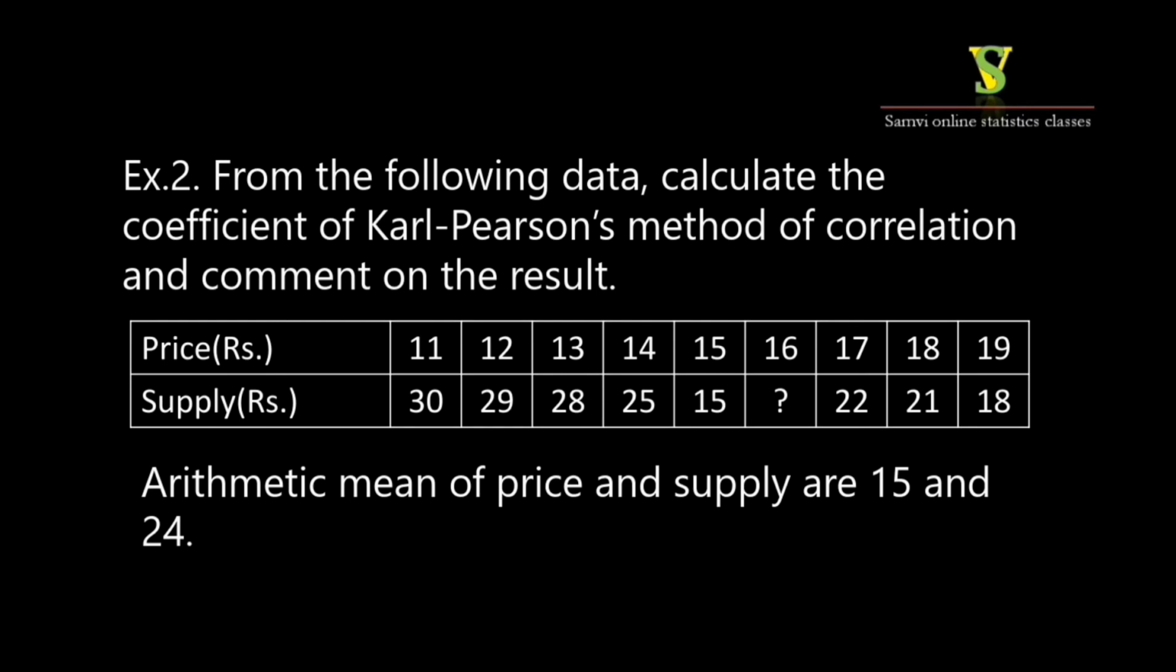Example 2. From the following data, calculate the coefficient of Karl-Pearson's method of correlation and comment on the result. Here they are given price in rupees, that is 11, 12, 13, 14, 15, 16, 17, 18 and 19, and supply in rupees, they are given 30, 29, 28, 25, 15, question mark, 22, 21, 18. Arithmetic mean of price and supply are 15 and 24.